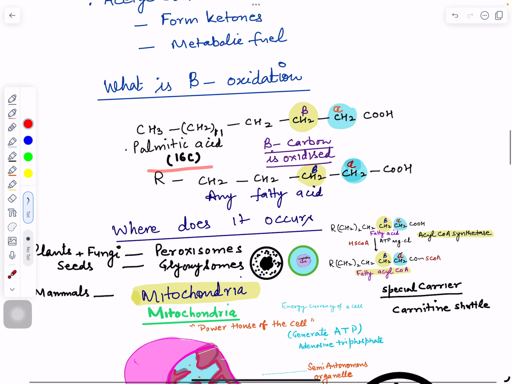So this is the cell organelle called mitochondria, which is bounded on the outer side by the outer membrane, and this, which is folded like this, is the inner membrane, right? So here in the matrix of mitochondria, fatty acid oxidation will take place.